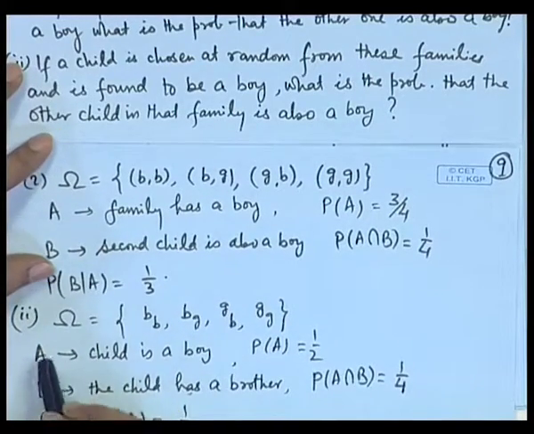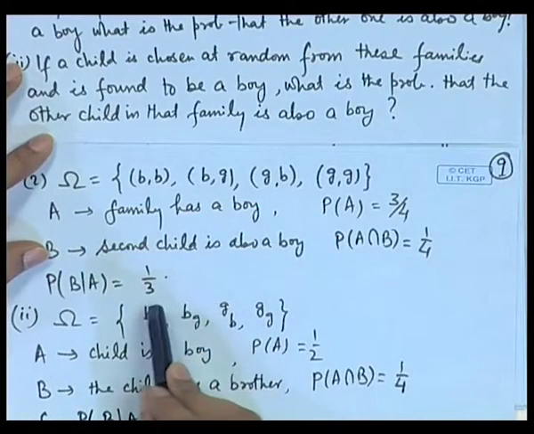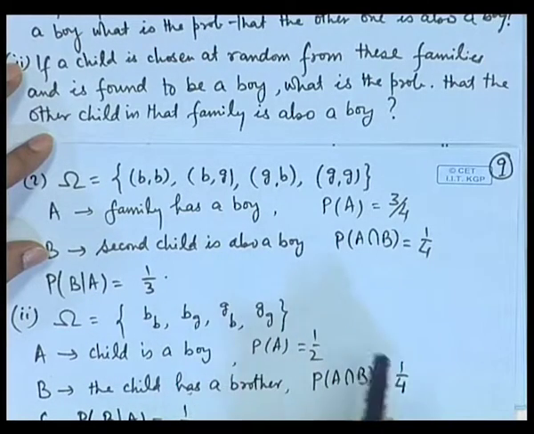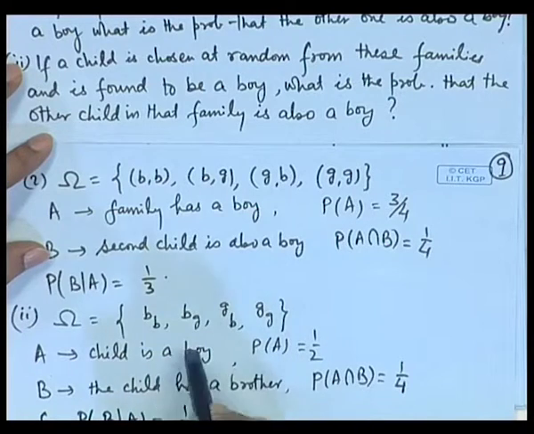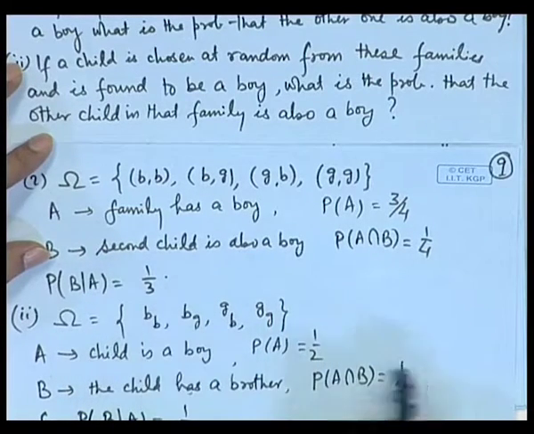So, what is the probability that the child is a boy? It will be simply half, because it could be a boy or a girl, both are possibilities. B: the child has a brother. So if I look at the probability of A intersection B, it means the child is a boy and it has a brother. So it is this possibility, that is 1/4.